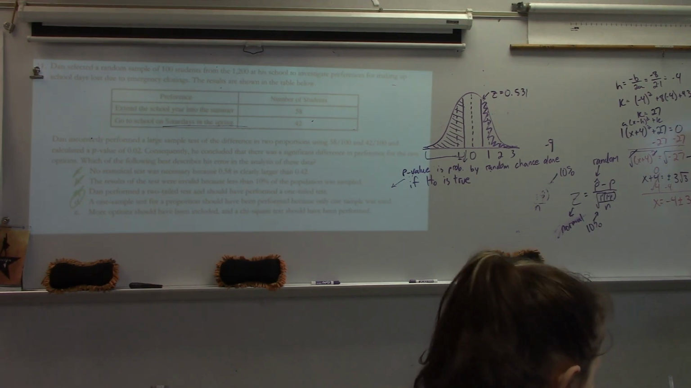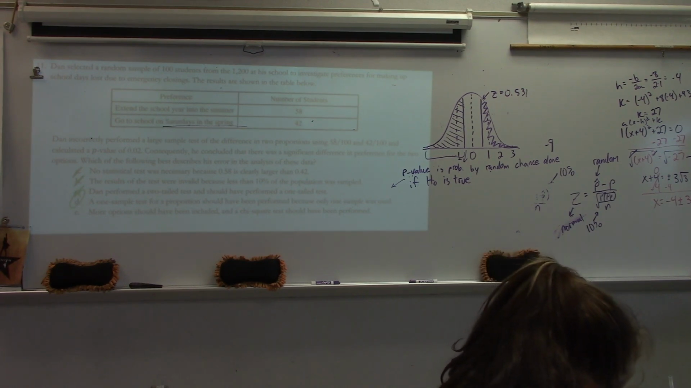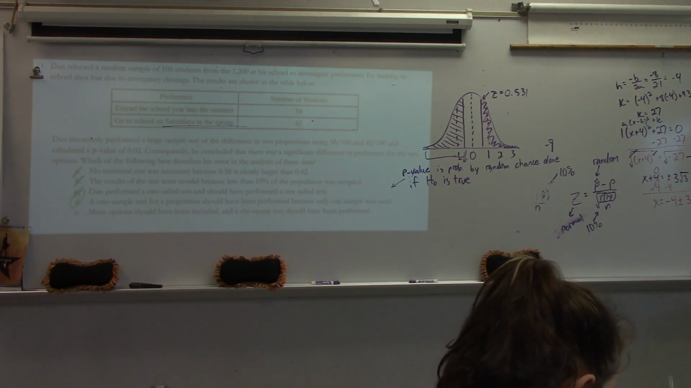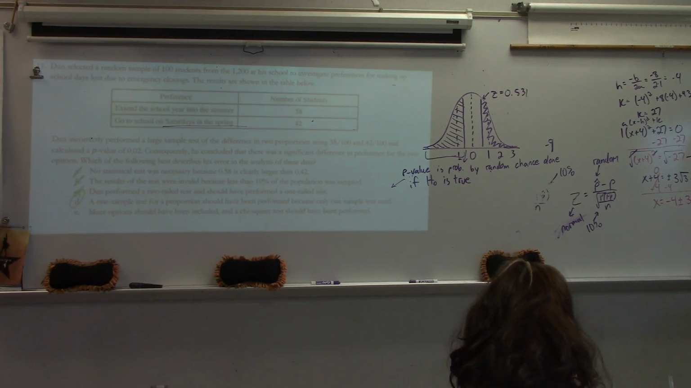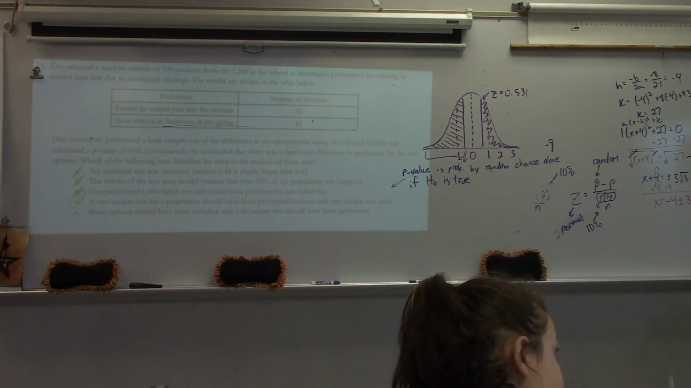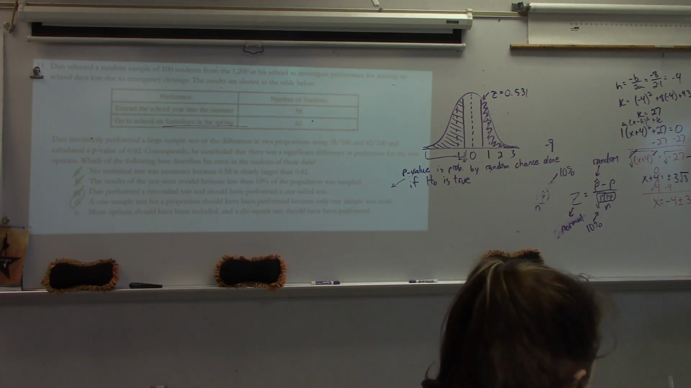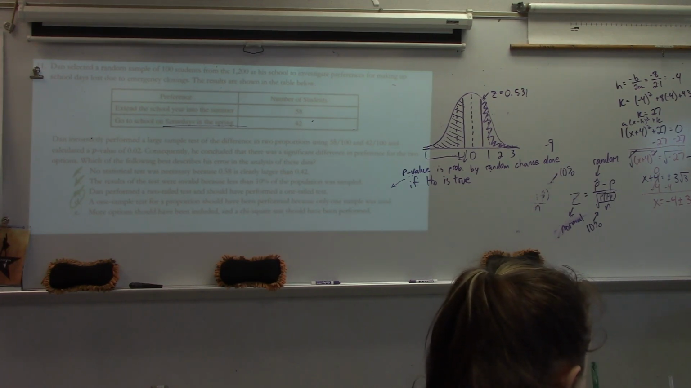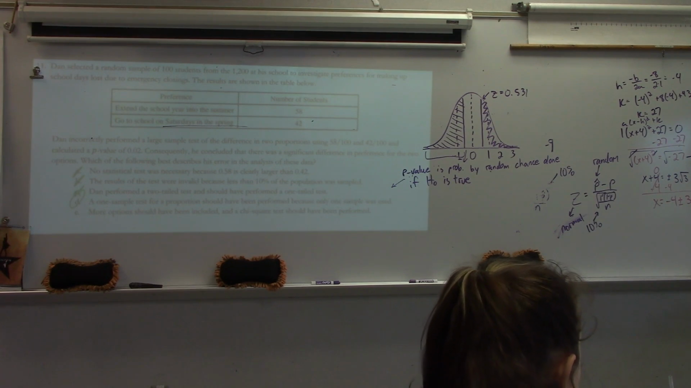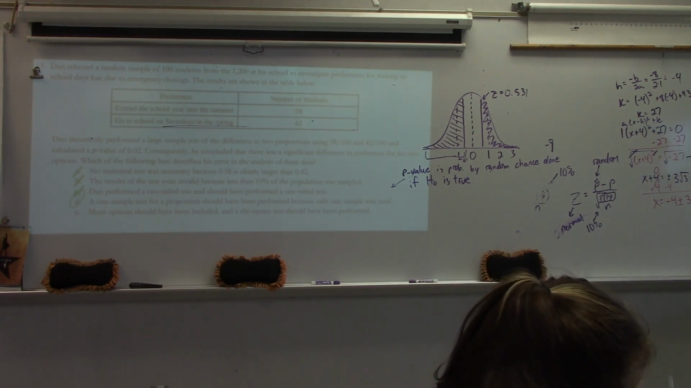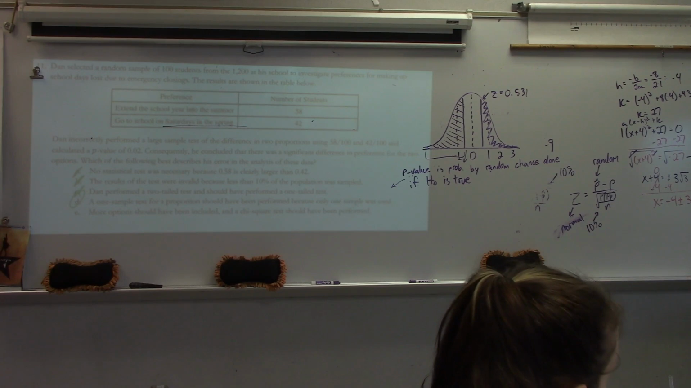Here's the thing, guys. Is it ever enough to say, hey, this value is clearly larger than this value and not run a hypothesis test? No. You can never just not run a hypothesis test. If we need convincing statistical evidence, you got to run the hypothesis test. Every time. The results of the test were invalid because less than 10% of the population was sampled. Actually, don't we need less than 10%? Yes. That's one of my conditions.